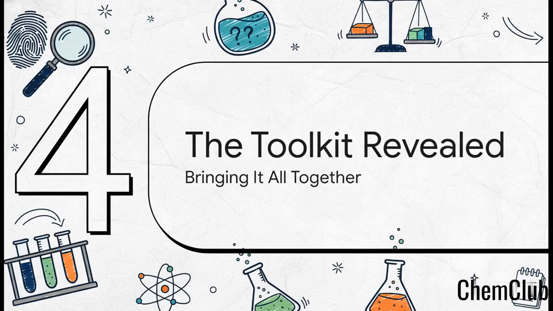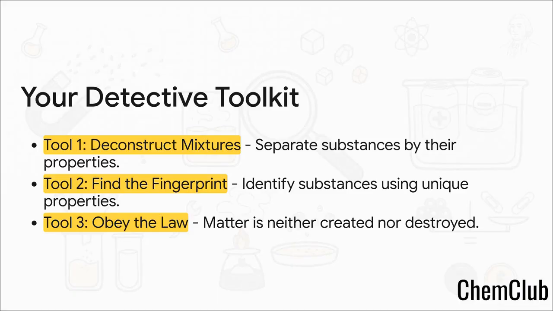So there you have it. We've separated our evidence, we've found the fingerprints, and we've learned the unbreakable law of the land. Let's pull this all together, shall we? So here it is, your chemical detective's toolkit, all laid out. Tool number 1, deconstruct mixtures. Use their physical properties to pull them apart. Tool number 2, find the fingerprint. Identify those pure substances by measuring their unique properties, like density. And tool number 3, obey the law. Always remember that matter is conserved.